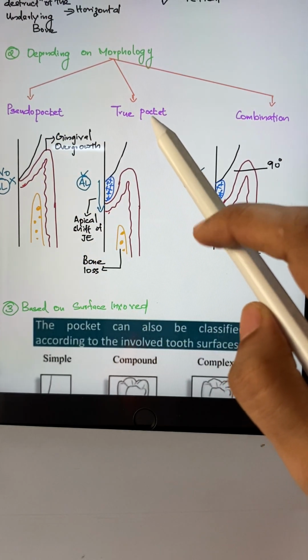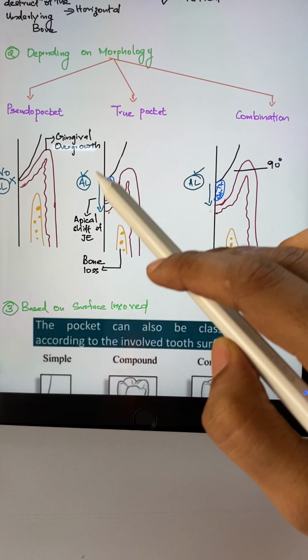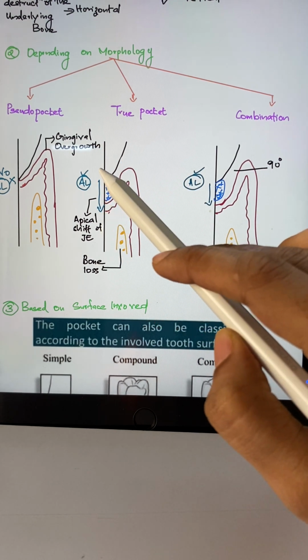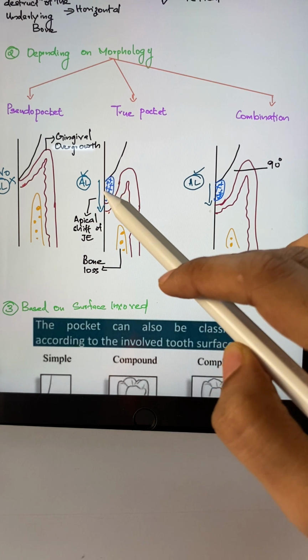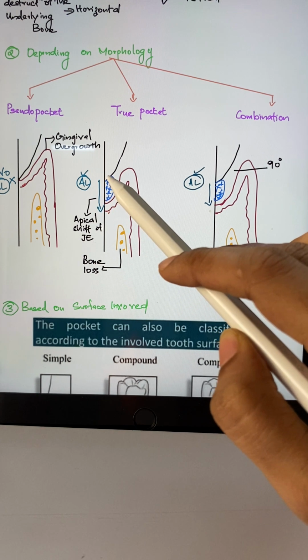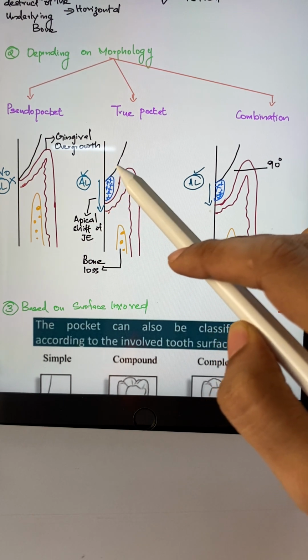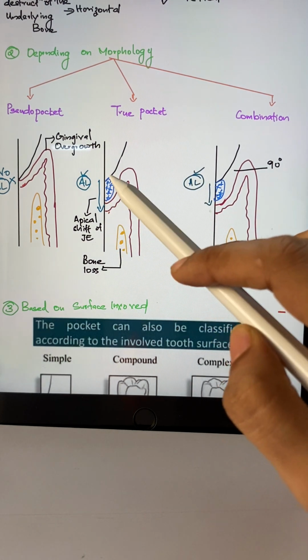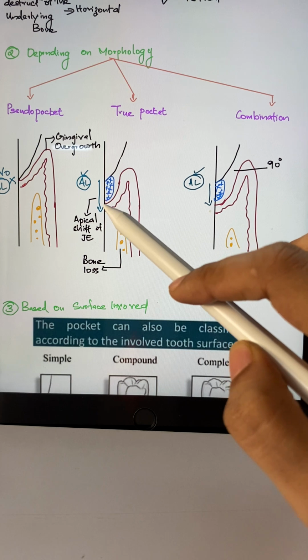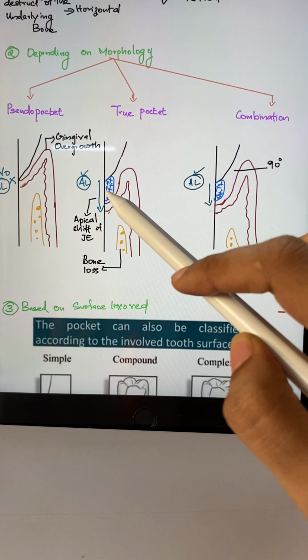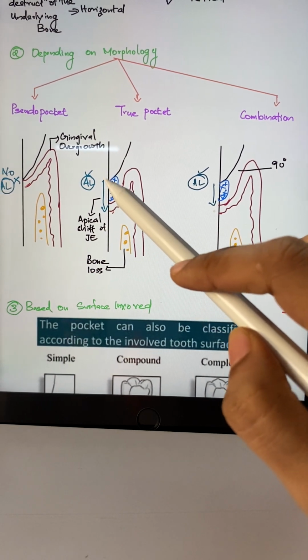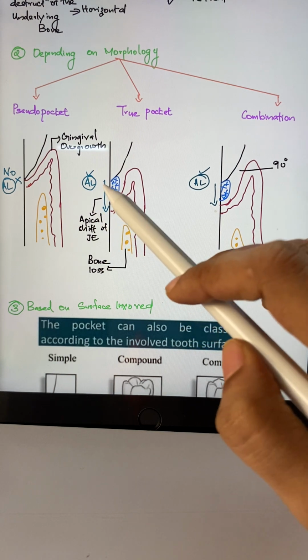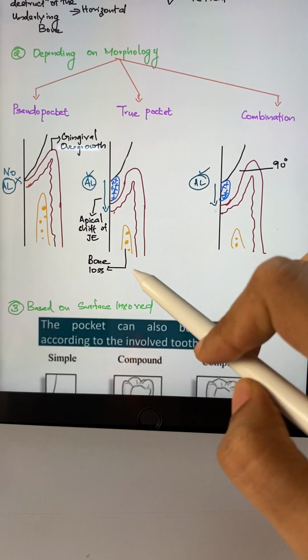Whereas in the case of true pocket, we can definitely see the attachment loss. That means the apical shift of the junctional epithelium. Actually, the junctional epithelium should be here, whereas in the case of true pocket, we can see the apical migration of the junctional epithelium. So that means we can say that attachment loss can be seen, plus the bone loss also can be seen here.